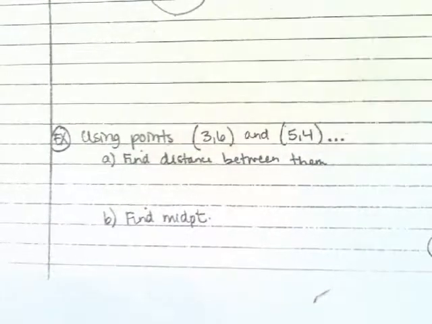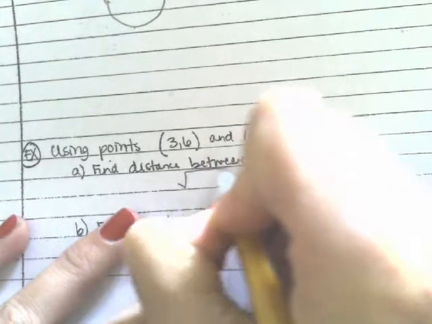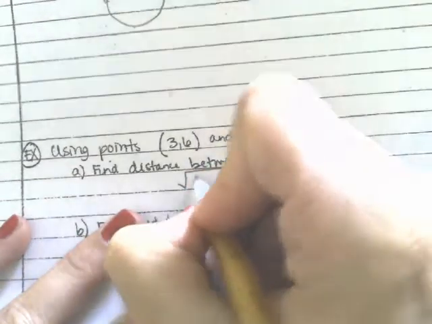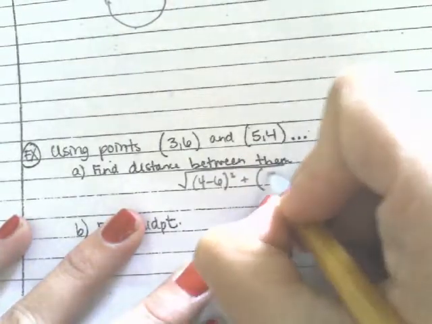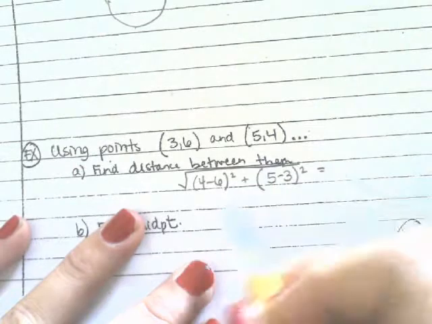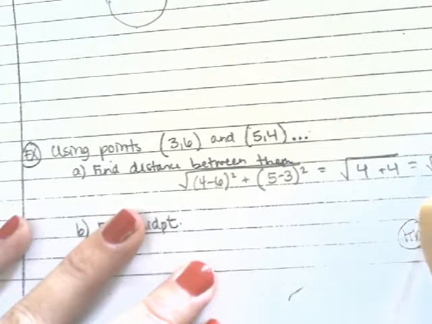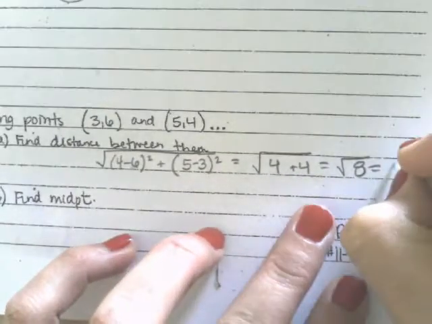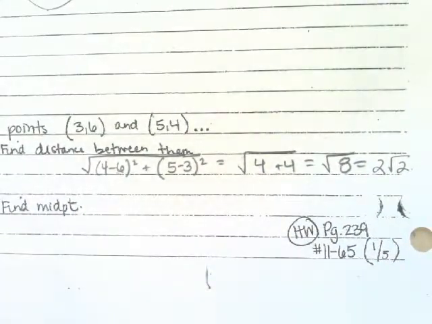Okay, last and probably least, to be honest. We're not going to do too much with the distance formula this year. The distance between 2 points, you're just stealing from your formula. y2 minus y1 is 4 minus 6, square that, plus x2 minus x1 is 5 minus 3, squared. Negative 2 squared is 4, plus positive 2 squared is 4. You get root 8, which reduces to 2 root 2. So your distance between those 2 points is 2 root 2.